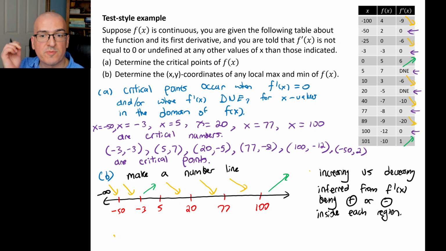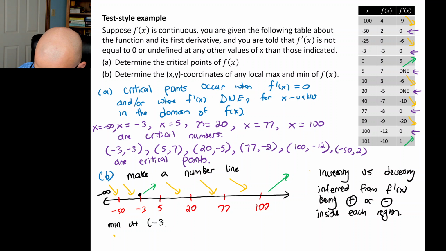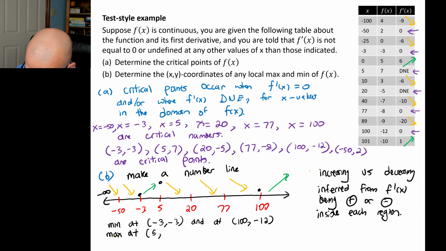Okay, now we can do the interpretation step. There's a min at -3, comma, -3. And another one at 100, comma, -12. And a max at 5, comma, 7. That's it.